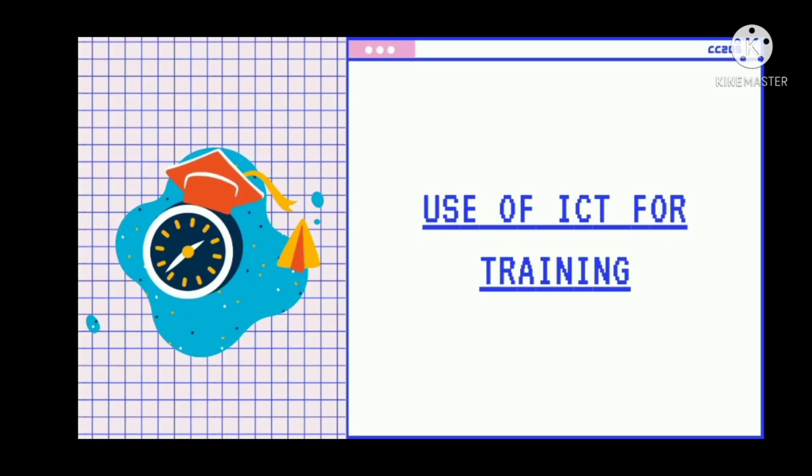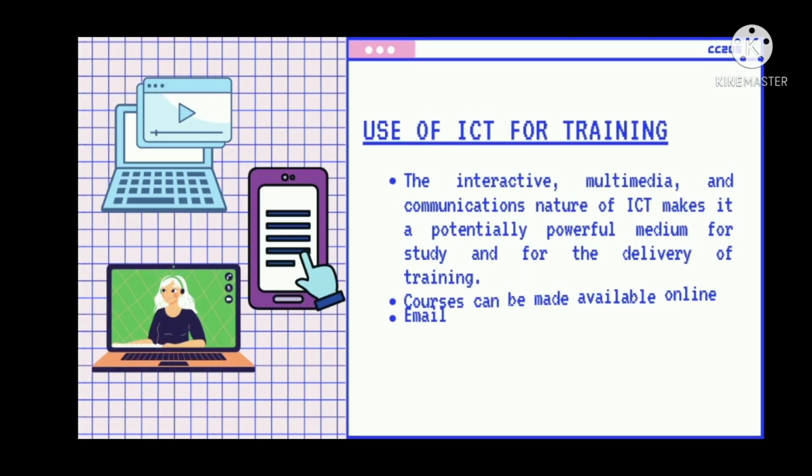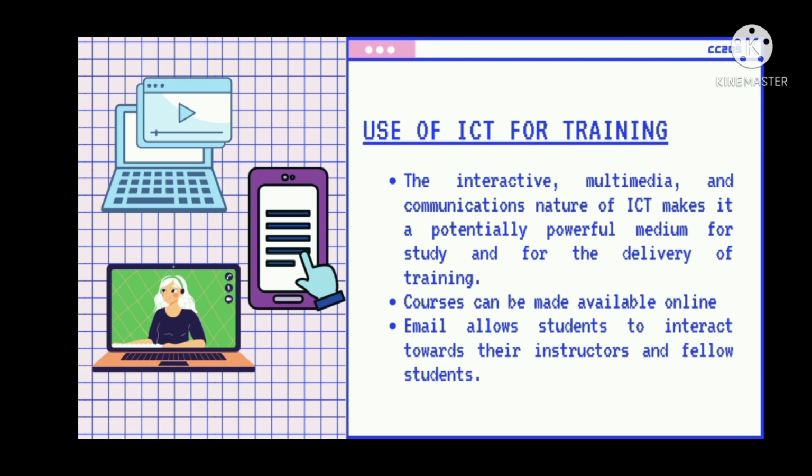Use of ICT for training. The interactive, multimedia, and communications nature of ICT makes it a potentially powerful medium for study and for the delivery of training. Courses can be made available online for people anywhere in the world to access at their own convenience. Email allows students to respond to tutors and to enter into discussion with fellow students wherever they may be.